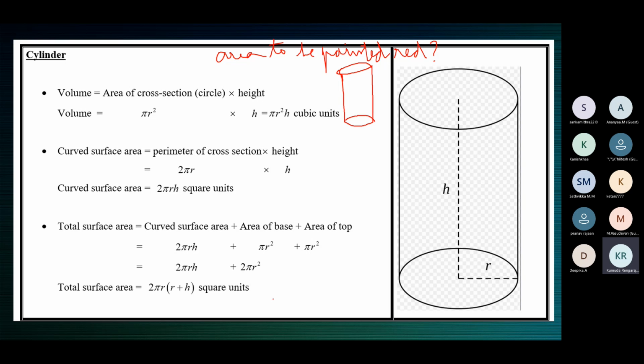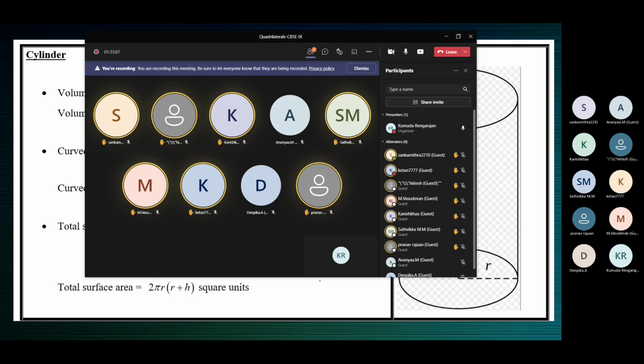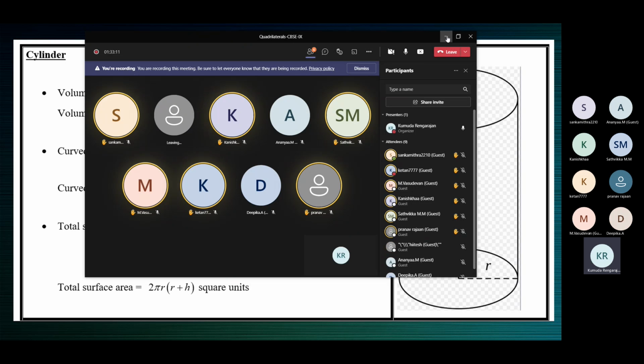Ask me any questions, children. Under this, the different formulae you see under cylinder. Any doubts there? No doubt. All right, children. Fine then. So that's it for today's session. I hope you finished writing all these three: cone, cylinder, and cuboid.